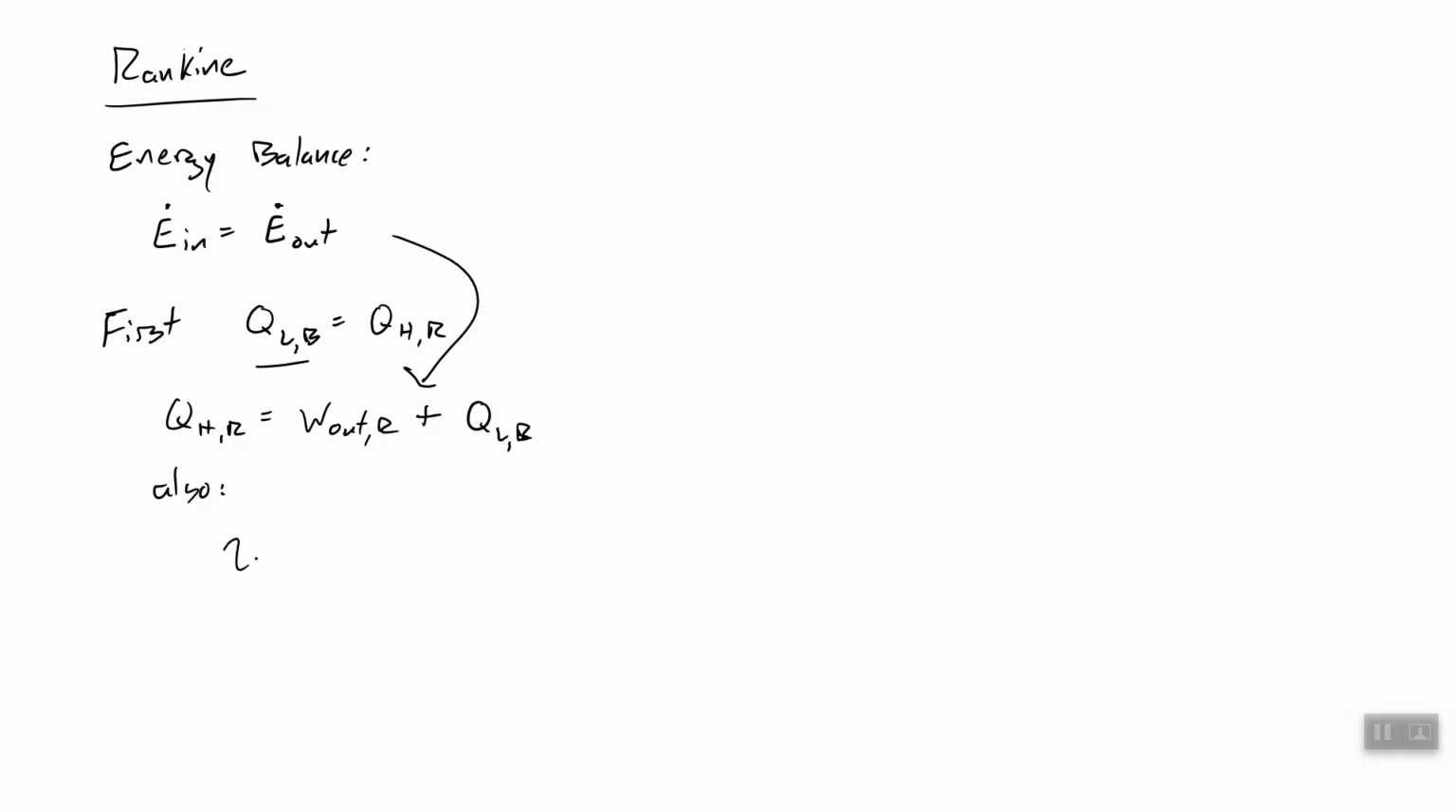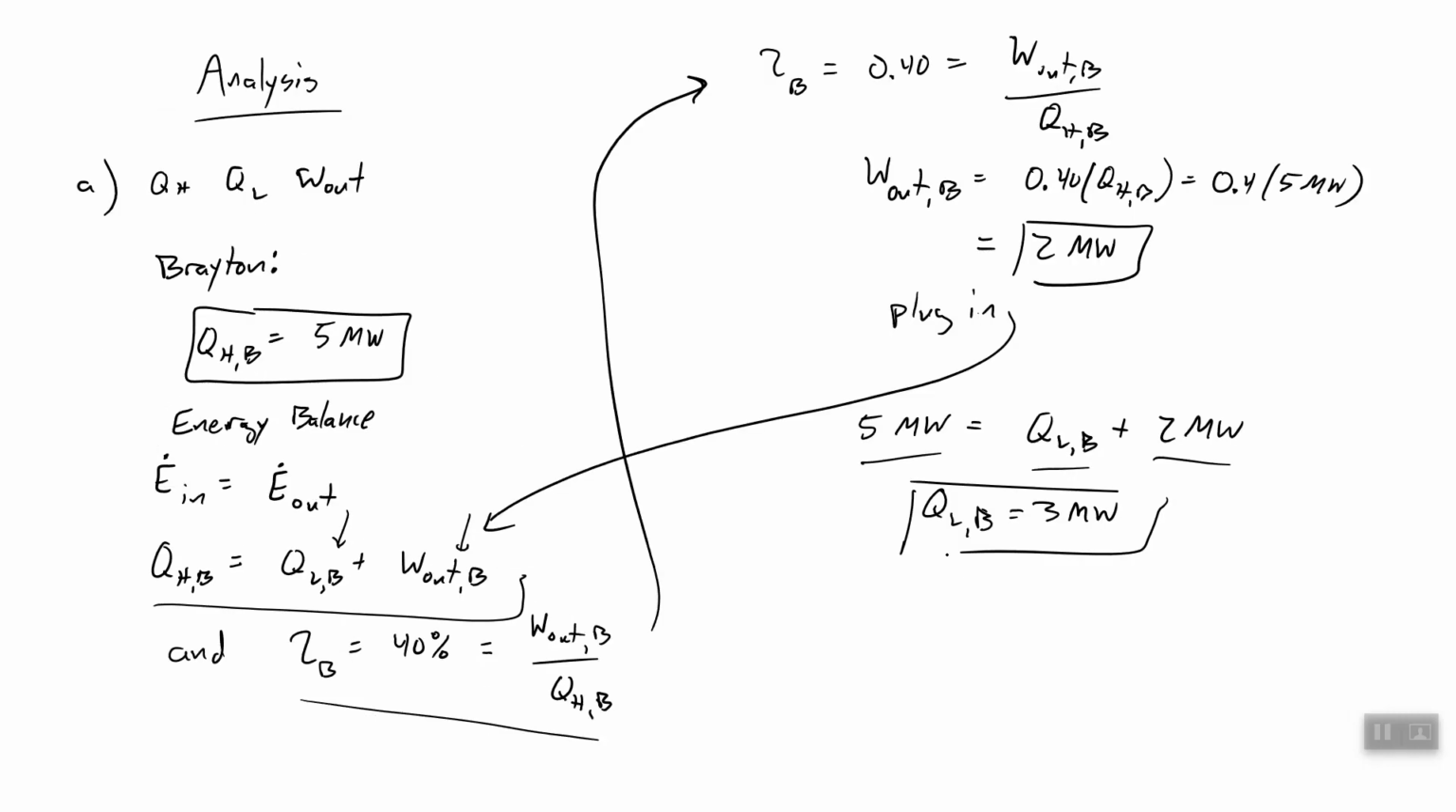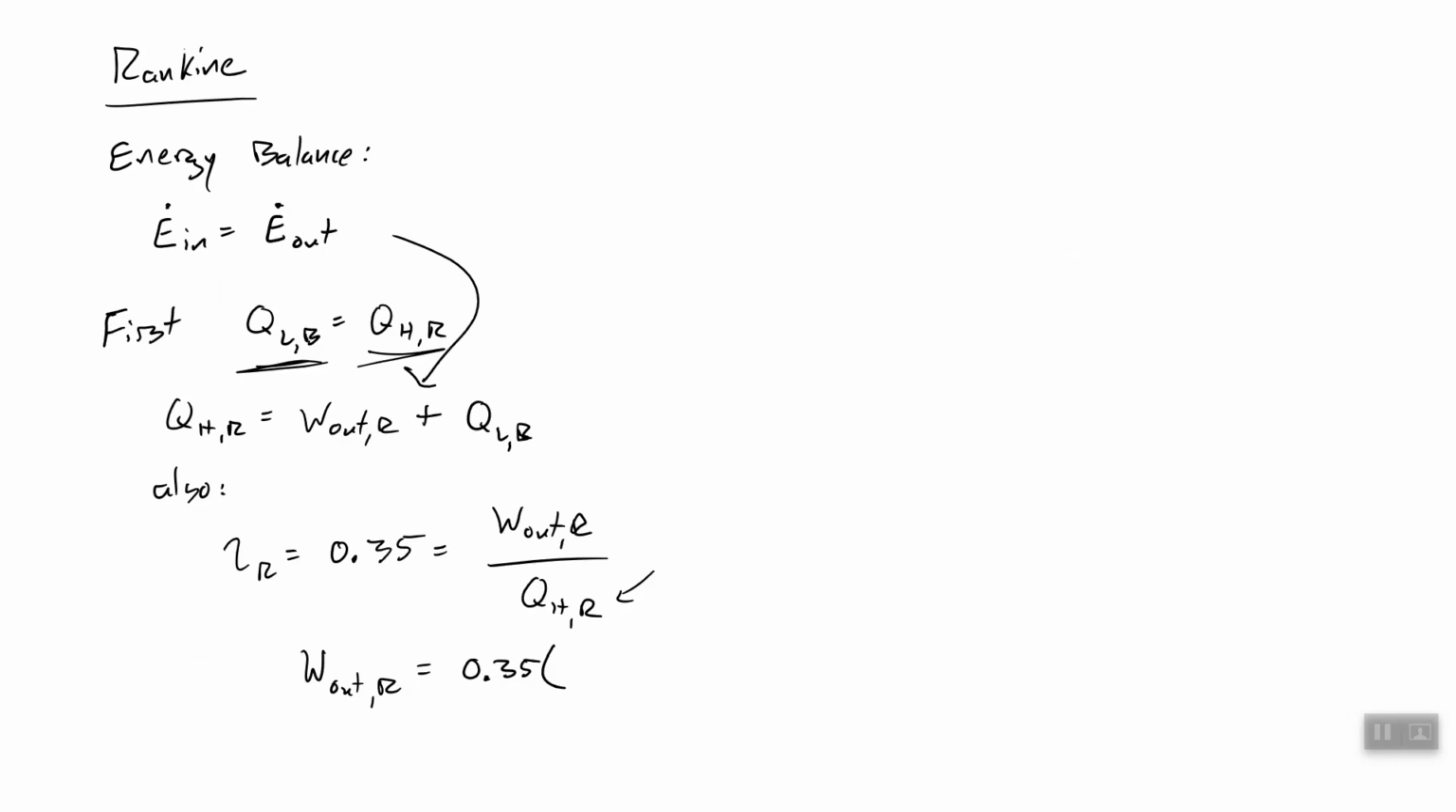Also, just like before, we're going to define the efficiency of our Rankine cycle, which is 35%, as the work out from our Rankine cycle divided by the amount of heat we put into the Rankine cycle. All right, we're going to start with this efficiency equation since we already know this term, right? Because we know QLB, which is equal to QHR. So we're going to say the work out of our Rankine cycle is equal to 35% of the amount of heat we put in, which we find is 3 megawatts. That's the heat rejected from the Brayton cycle, which is what we put into the Rankine cycle.